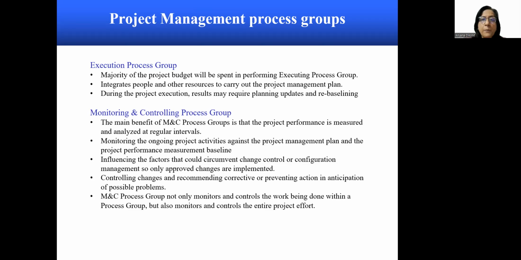Now, the monitoring and controlling process group. The main benefit of this process group is that the project performance is measured and analyzed at regular intervals. Monitoring the ongoing project activities against the project management plan and the project performance measurement baseline. It's about influencing the factors that could circumvent change control or configuration management so that only approved changes are implemented. It's about controlling changes and recommending corrective or preventive action in anticipation of possible problems. This process group not only monitors and controls the work being done, but also monitors and controls the entire project effort.